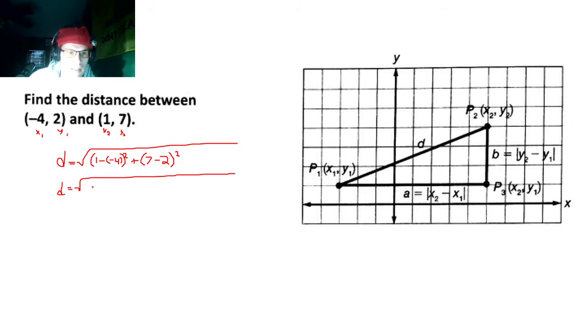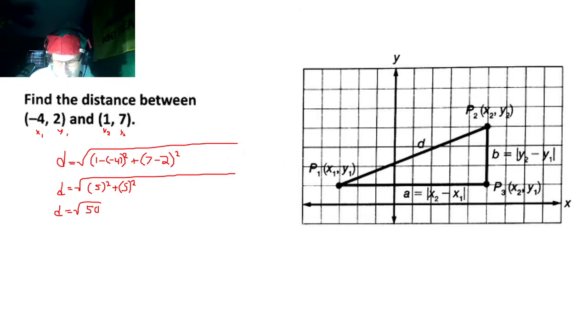So distance: 1 minus a minus 4 gives us 5 squared, because two negatives make a positive, plus, well, what do you know? 5 squared. So 5 squared is 25, 5 squared is also 25, so 25 plus 25 equals 50. So we have our square root of 50.